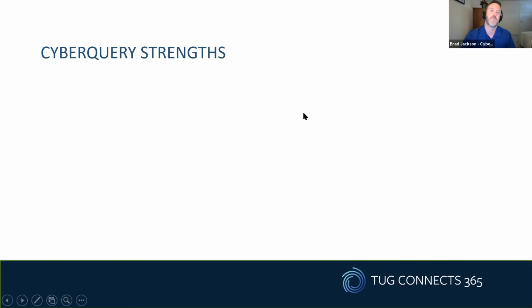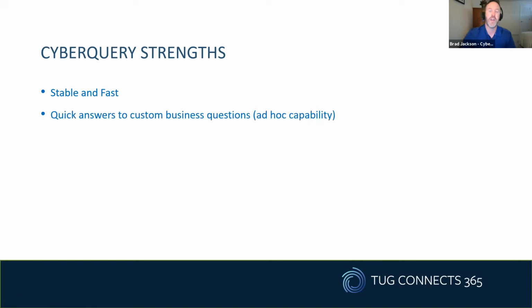What are different strengths with CyberQuery? And these are strengths that we hear from our clients. So it's stable and fast. It just runs and it's quick. Quick answers to those custom business questions. So that's the ad hoc capability of CyberQuery, to go and think of something and discover and look into your information however you like. It's not just an IT tool. So we often get told in BI surveys that our product is used by more departments than other products. So from sales to IT users, all the way down to the programmer developer types, they can get value out of CyberQuery.